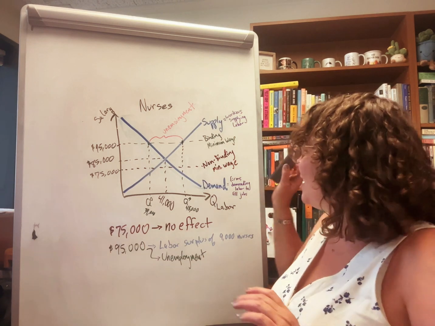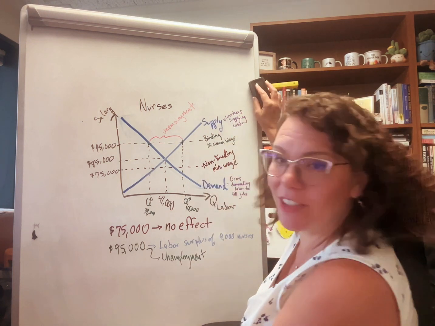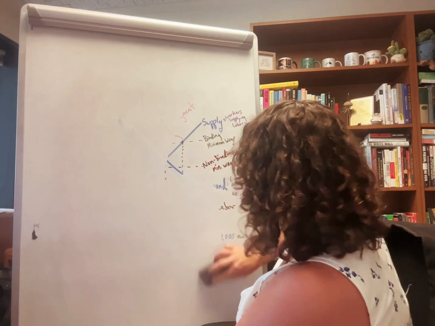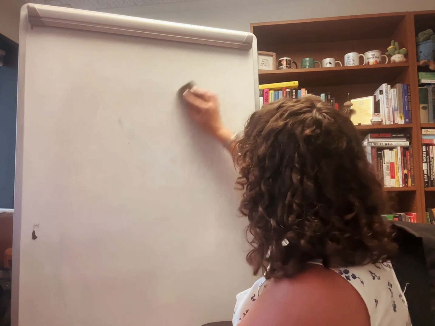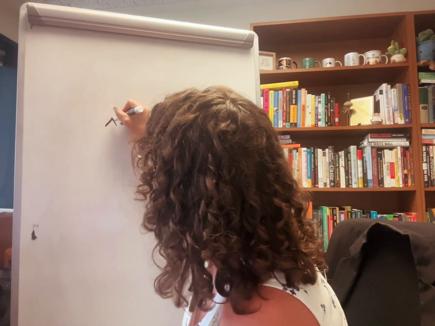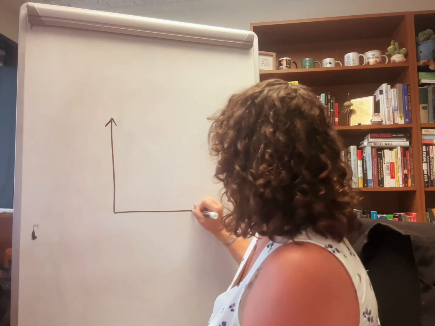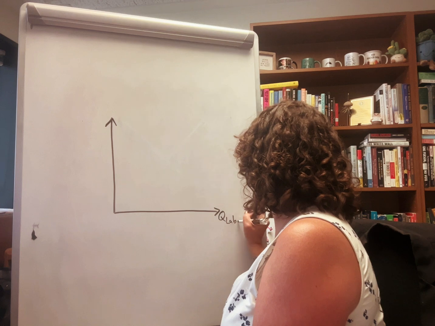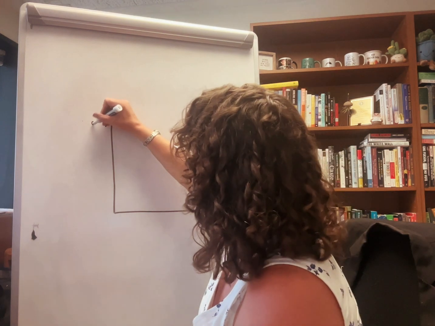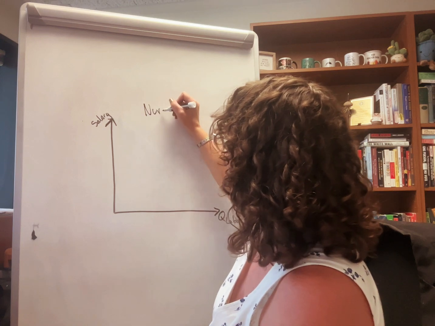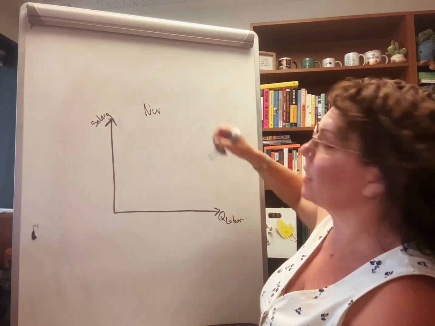Now I'm going to go ahead and erase this. You don't have to graph all of this. I just graphed it all to try and give you a sense of it. But I'm going to go ahead and recreate our graph for the market for nurses to do part B and C. So for part B and C, we want to look at other factors that might alter the market for nurses. So I'm going to go ahead and put salary up here on the y-axis. And I've got quantity of labor on the x-axis.